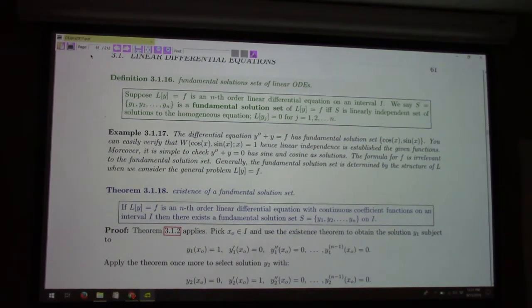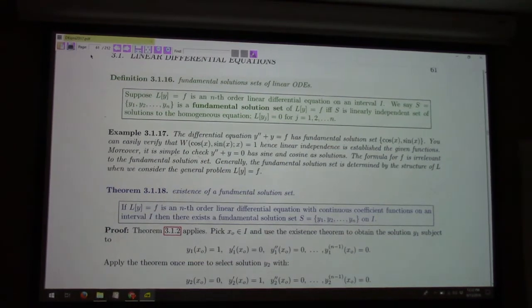Technically, a homogeneous solution is a solution to a related differential equation to L of y equals f. But if f is equal to 0, a homogeneous solution is also a solution. But oftentimes it's not the case. So again, to reiterate, a fundamental solution set is a linearly independent set of solutions to the corresponding homogeneous problem. And this is the theorem. If we have an nth order linear ODE with continuous coefficient functions on an interval I, then there exists a fundamental solution set.